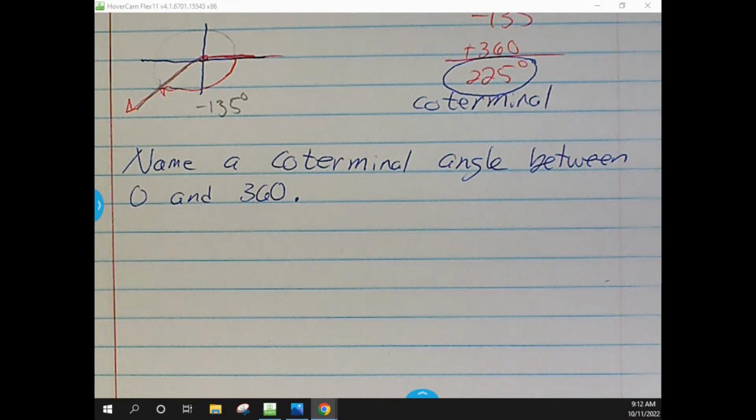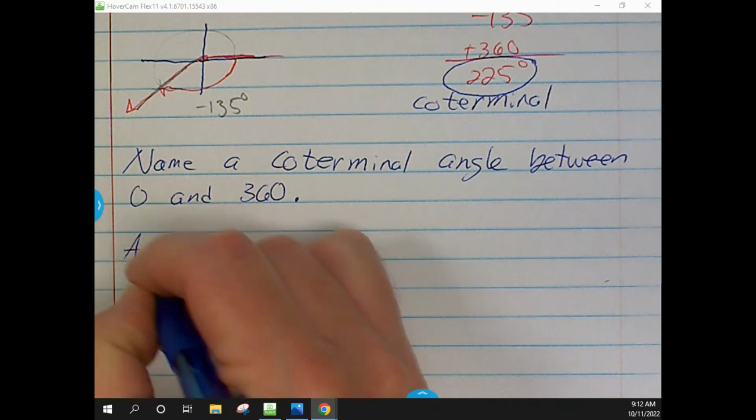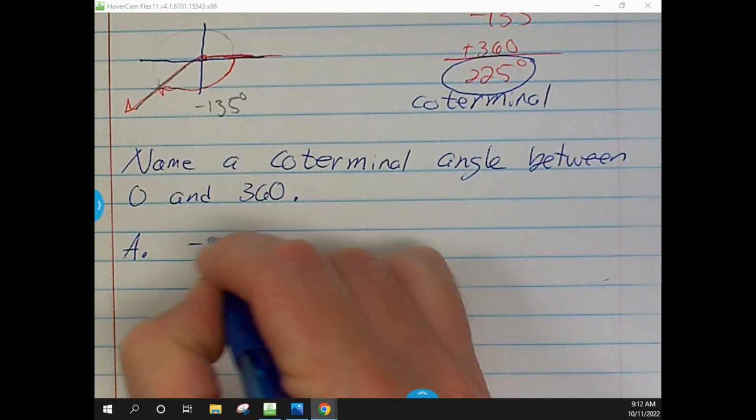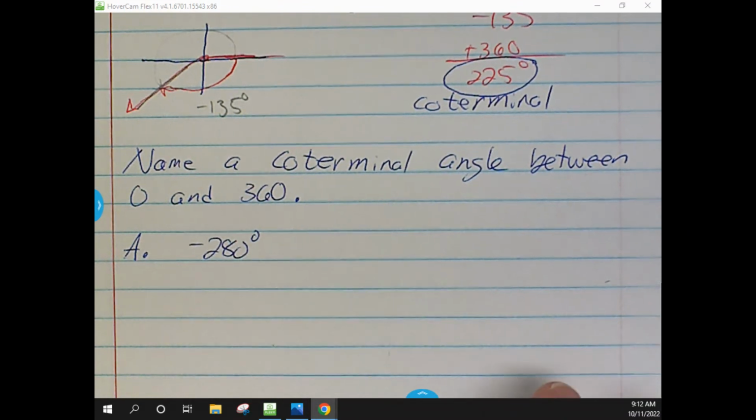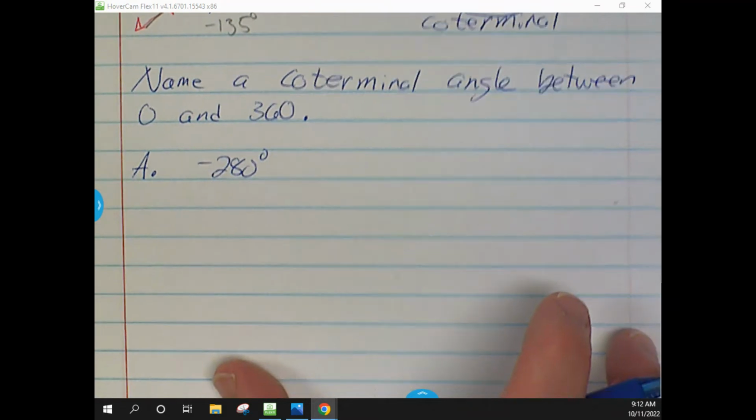And this is part of what some of y'all are asking about, will we ever have to worry about any angles that are not on the unit circle? In this case, yes, because this part, they may just throw anything out there at you. So it could be maybe something like negative 280 degrees. Because you're not having to sketch anything, you're just finding it, so you don't have to worry about the unit circle in this case.